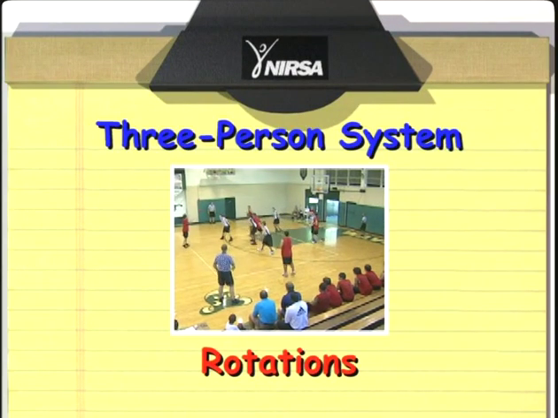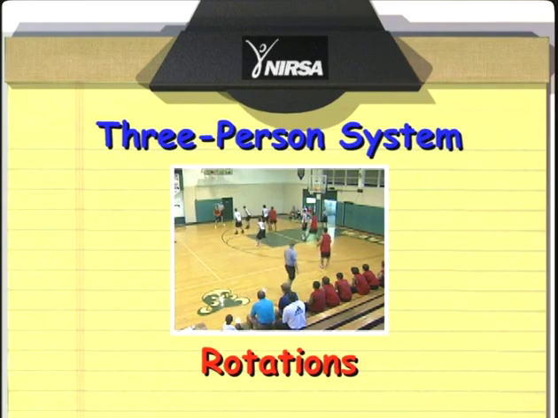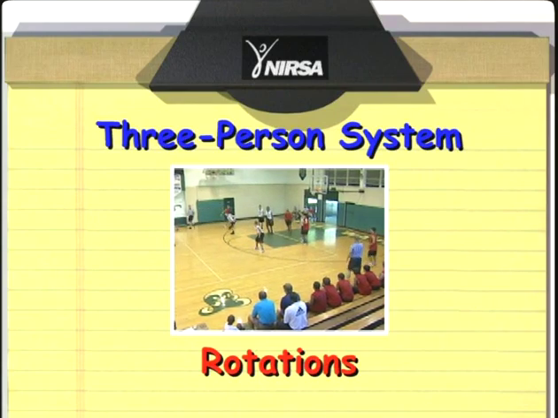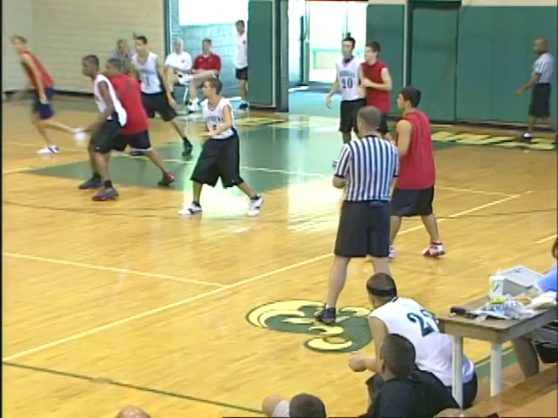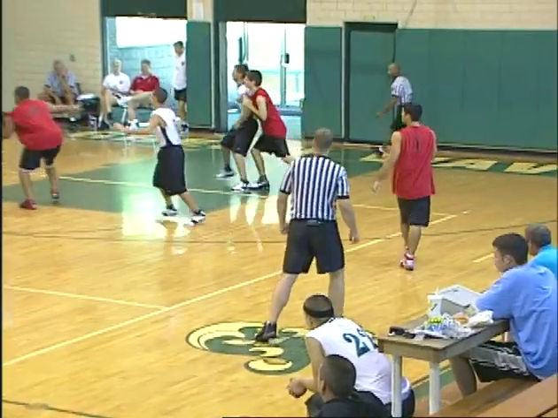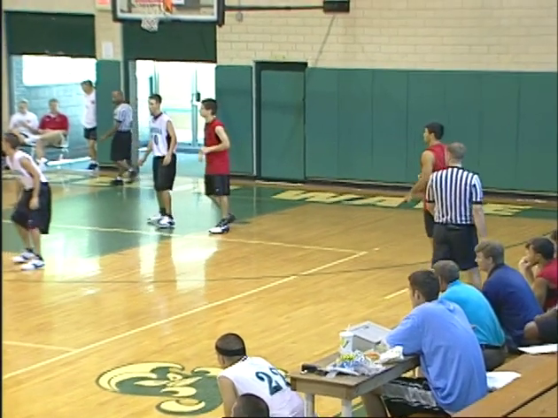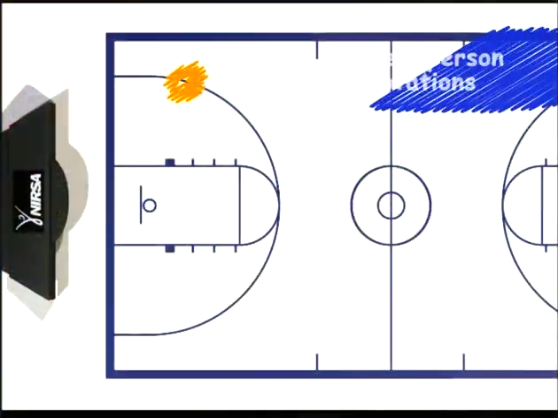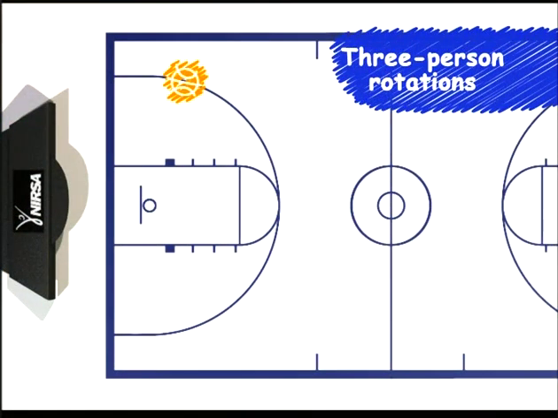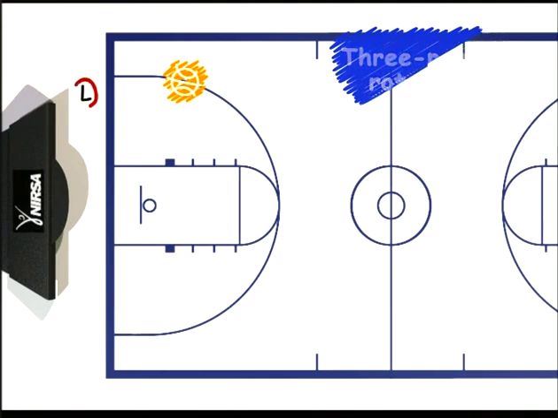The three-person system exists so that officials can get into position to see as many plays correctly as possible. But in the interest of having the ball side and the strong side in harmony, the rotation of officials becomes a critical matter. Let's start with the lead official, who dictates all but one rotation.